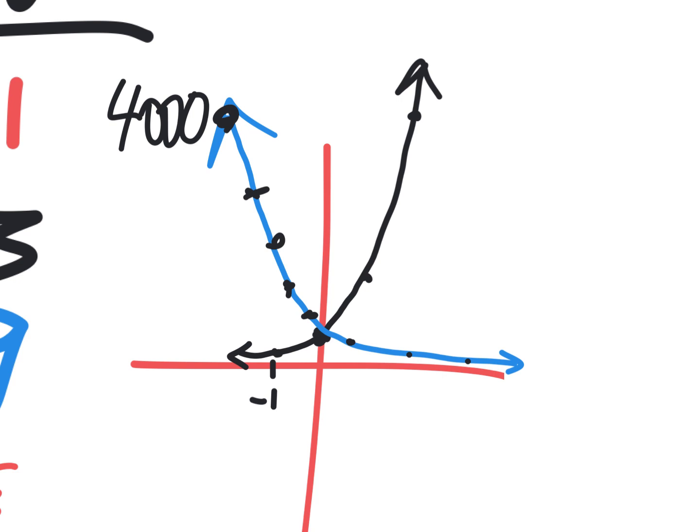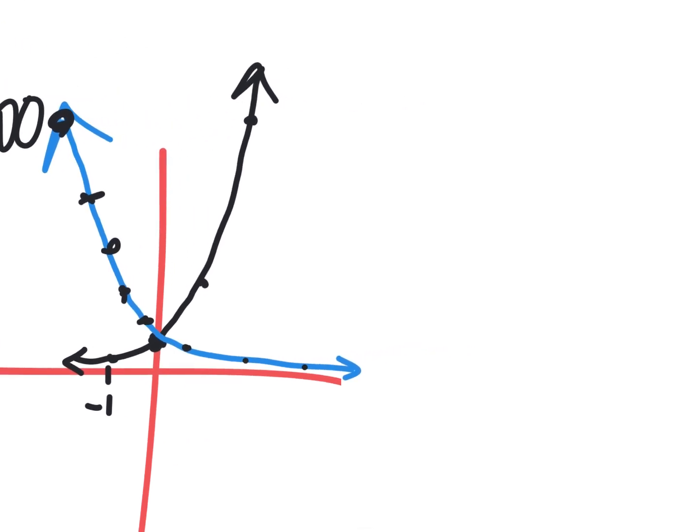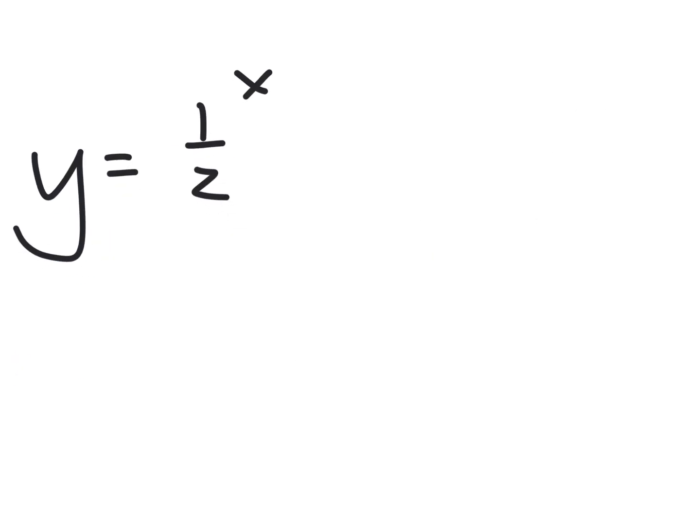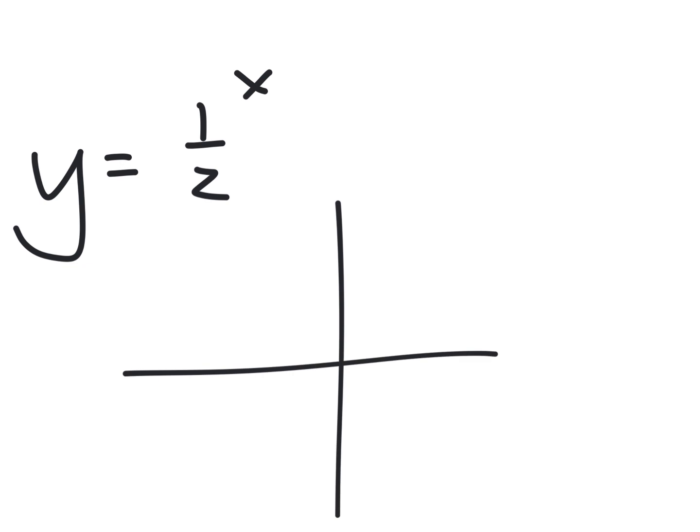All right, so that's called exponential decay. And what that looks like is something like this. y equals 1/2 to the x power. See, that one goes like that. Let me prove it to you.